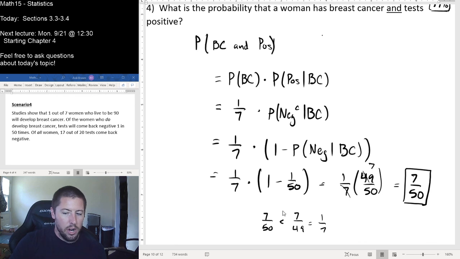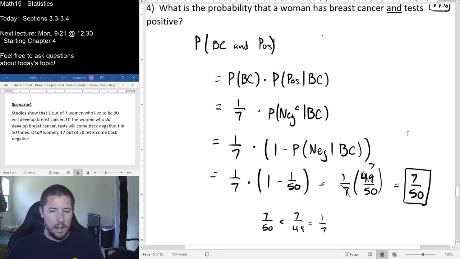So slightly fewer, because some are going to get a negative test, unfortunately. So it's not all of the women that have breast cancer are going to get a positive test. Slightly fewer of them are the ones that will both get it and have a positive test for it. So 7 out of 50 women that live to the age of 90 will get breast cancer and experience a positive test when they get it there.